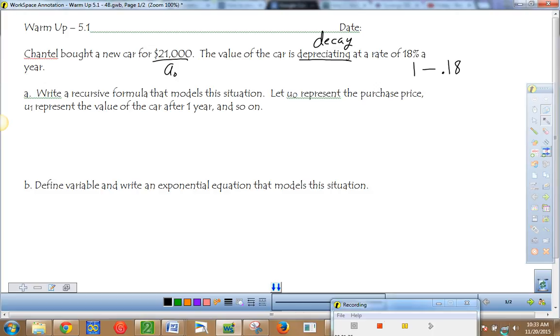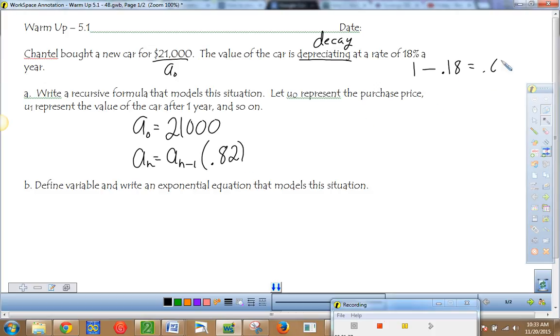So what would my recursive formula look like? A sub 0 equals? And A sub n equals? Okay, which one's which? A sub 0 equals 21,000. This one's just your number. This guy, you have to take your previous term and do what to it? Multiply it by that 1 minus 0.18, which happens to be 0.82.